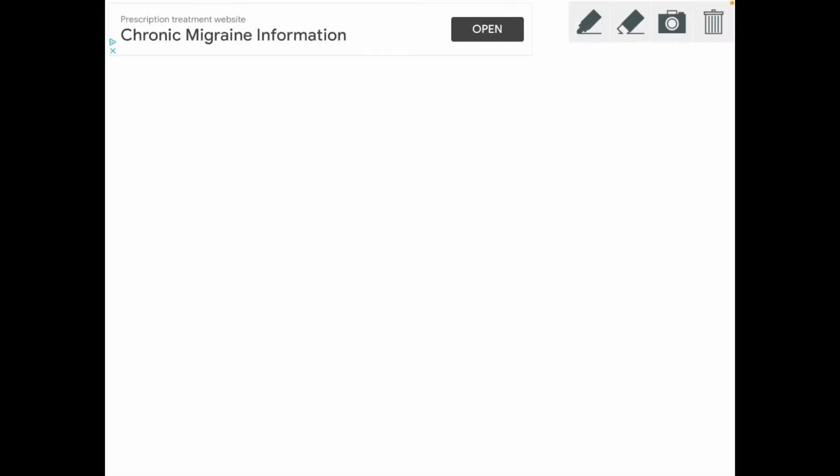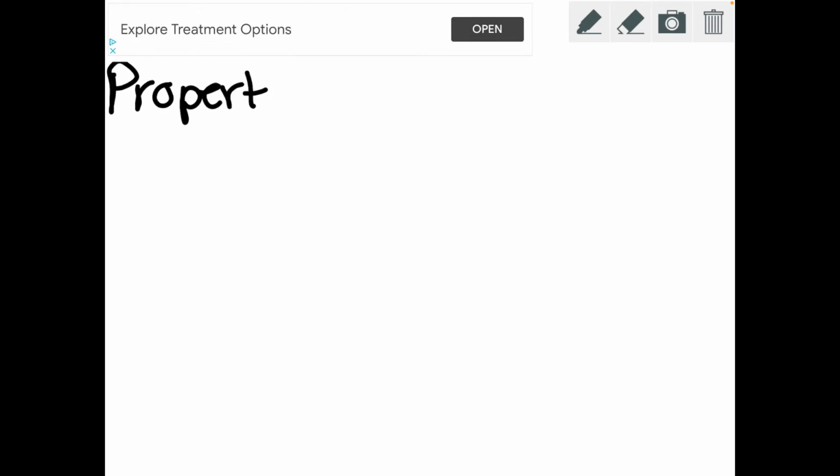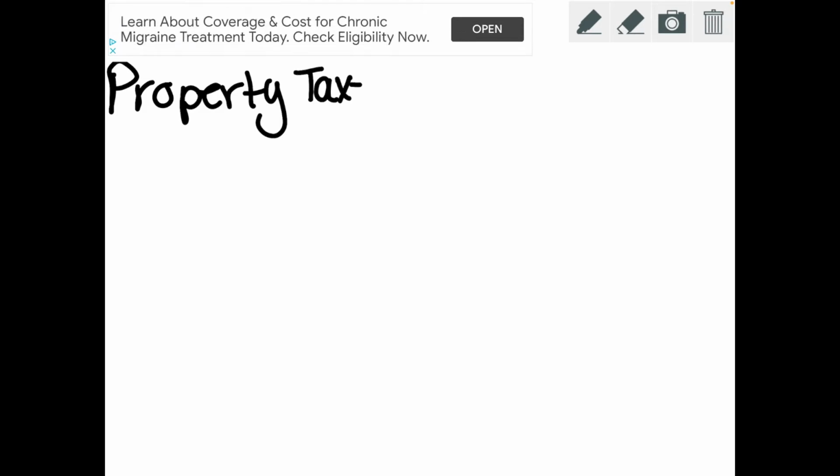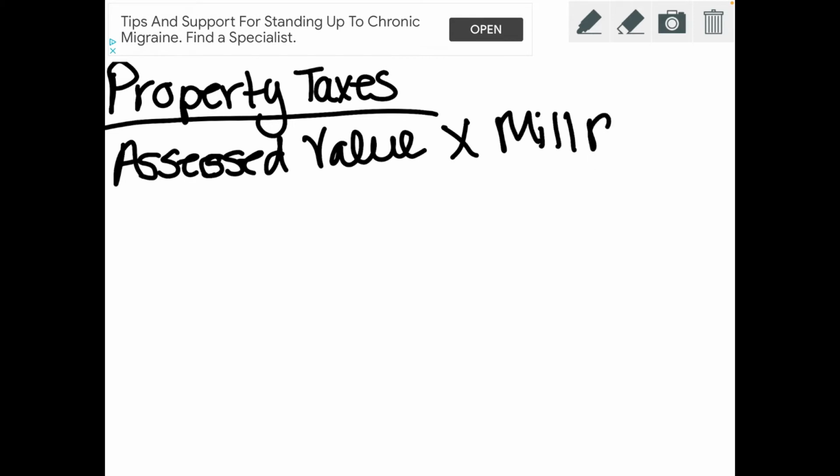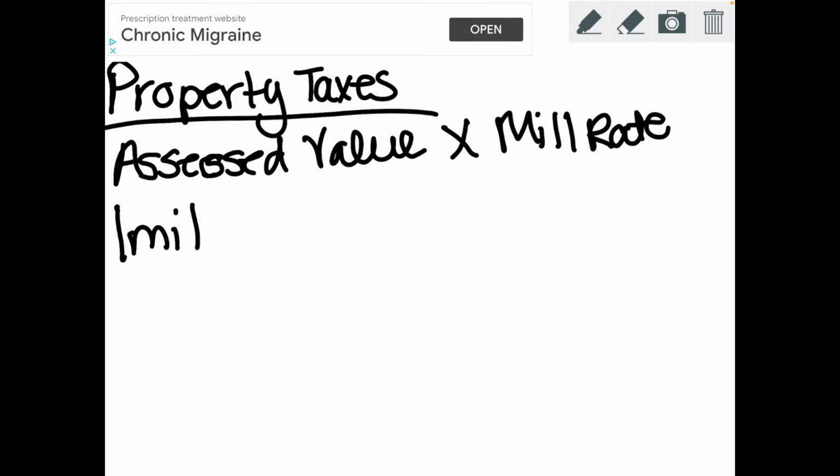All right, so the next part we're going to talk about is solving for your property taxes. In order to solve for your property taxes, you will usually get your assessed value. So you require the assessed value, and you are going to multiply by the mill rate. In most problems, the mill rate will be given to you. What the mill rate is, 1 mill is 1/10 of a cent.